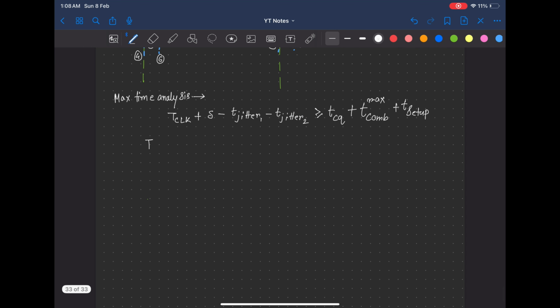So the T clock would be like T clock to Q plus T combinational. Just see that, don't remember this proper equation, just try to understand how I calculated or how I wrote the equation.